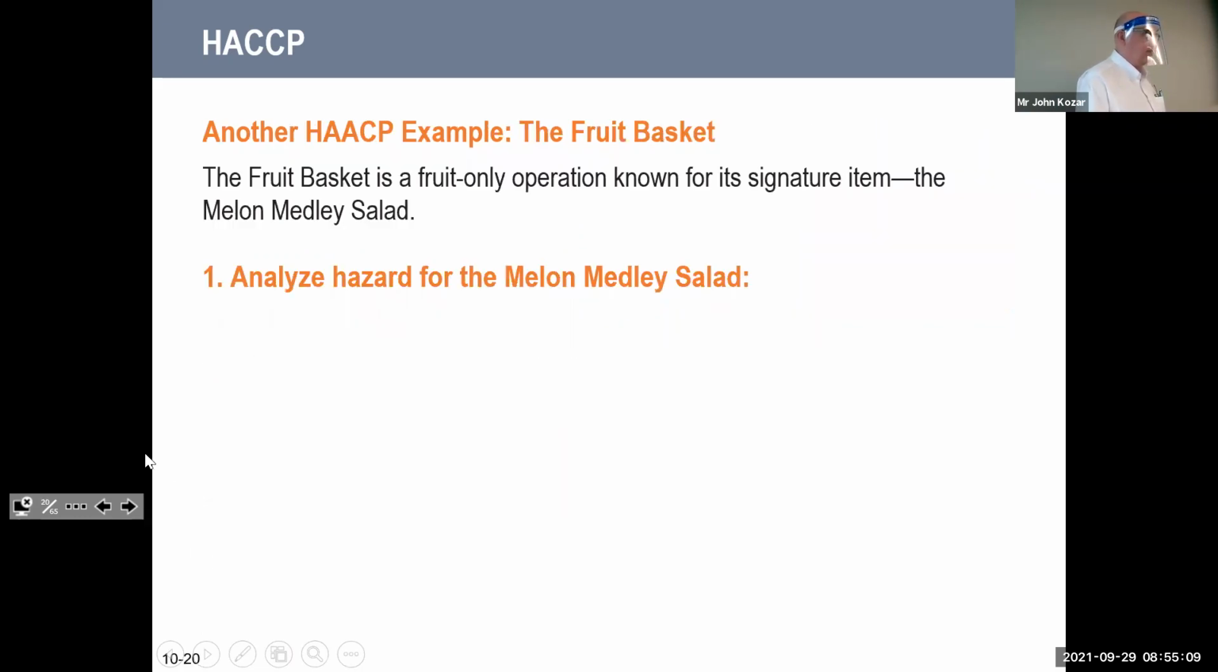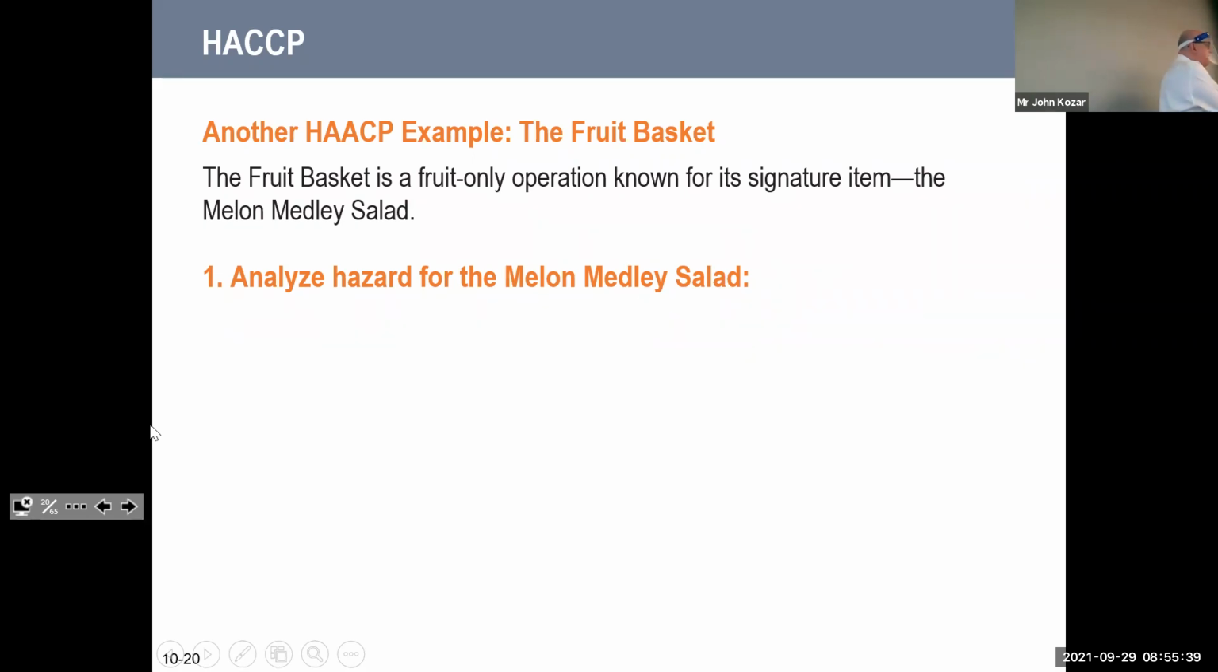So another example is a restaurant called the Fruit Basket. The fruit-only operation known for its signature item, the melon medley salad. So analyze hazards for the melon medley salad. And what do we know as far as melons are concerned? What's a danger?